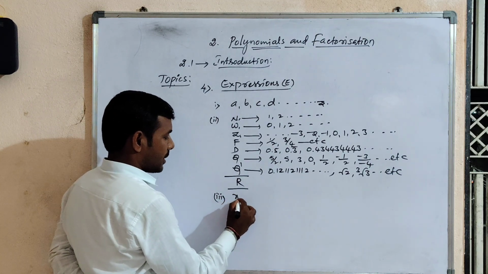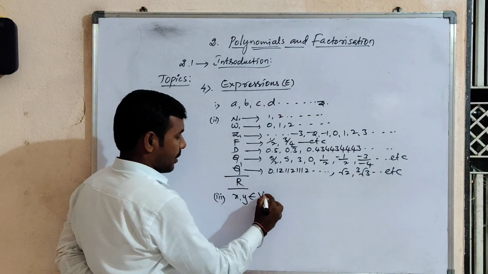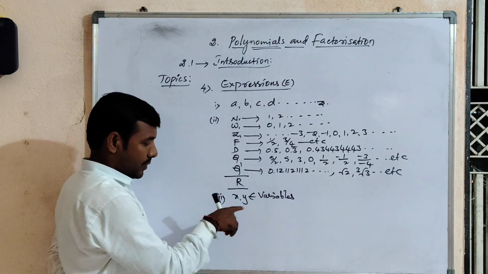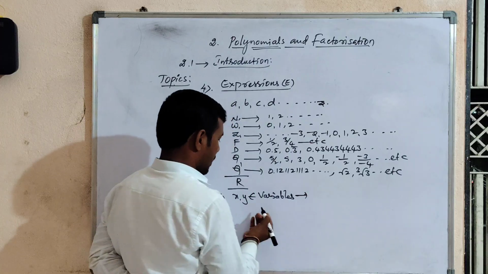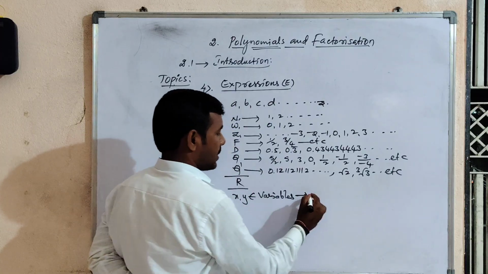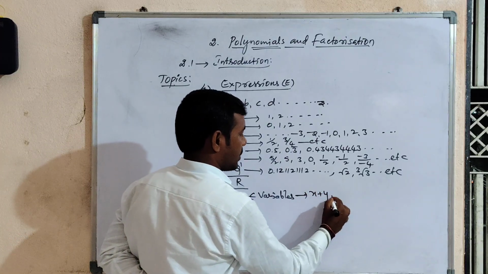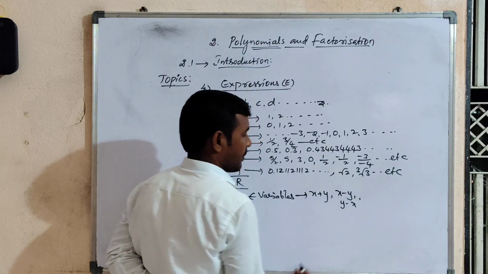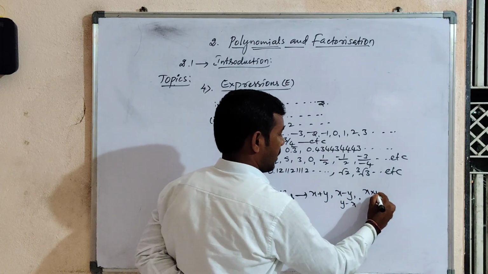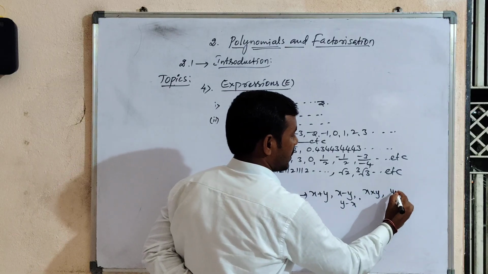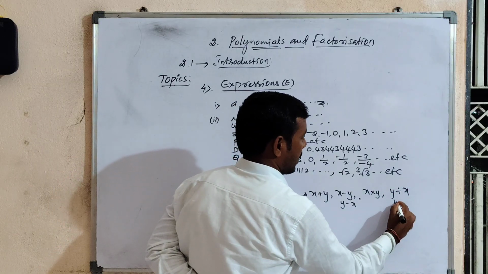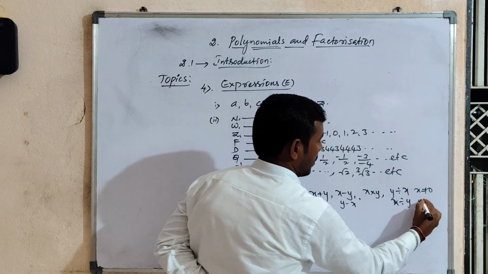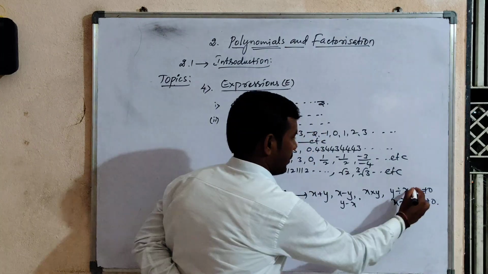See, x, y belong to variables. Previously we discussed this. Then by connecting the operations, we can get x plus y, x minus y, or else y minus x, x into y, and y divided by x, or x divided by y. Here x is not equal to 0, and here y is not equal to 0. Conditions.